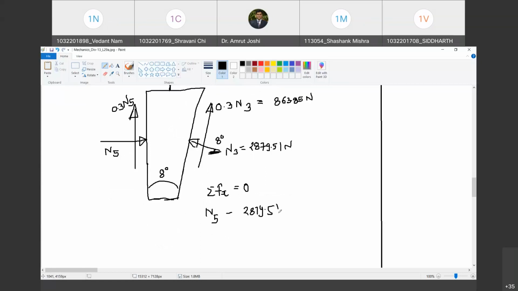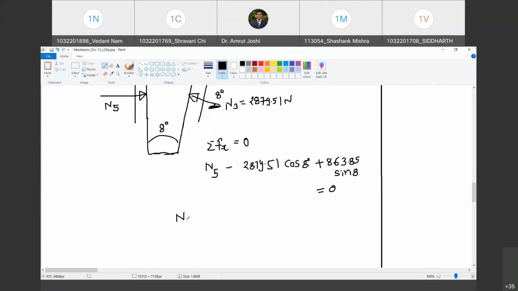Minus 2879.5, क्या लिखूं? Cos of 8 degree, और plus 0.3 times N3, that is 863.85. Are you with me? Yes, sir. And sin of 8 degree. Happy? Yes, sir. This must be equal to 0. So can you tell me what is N5? Yes, sir. It is 2879.51. Tell me the value of N5.